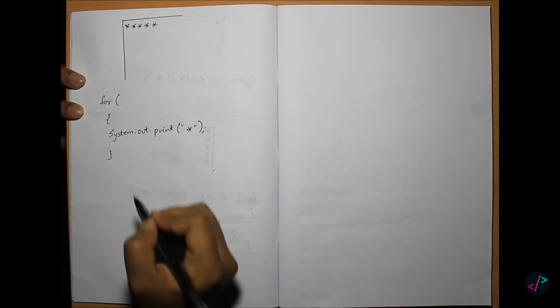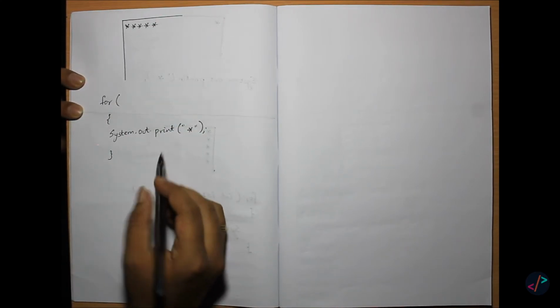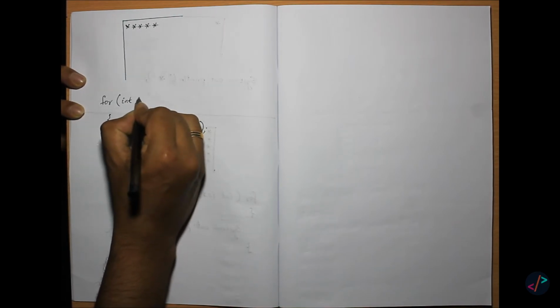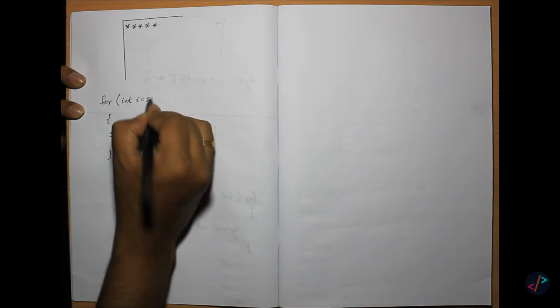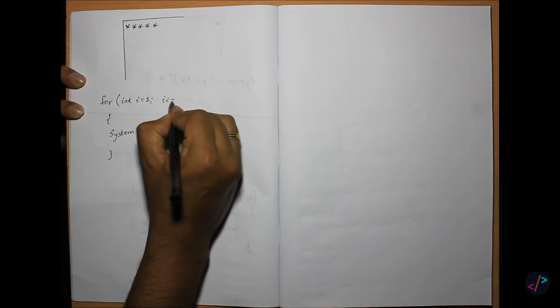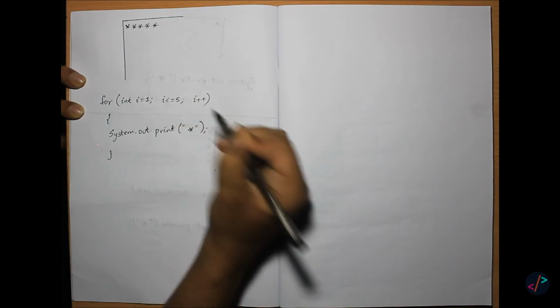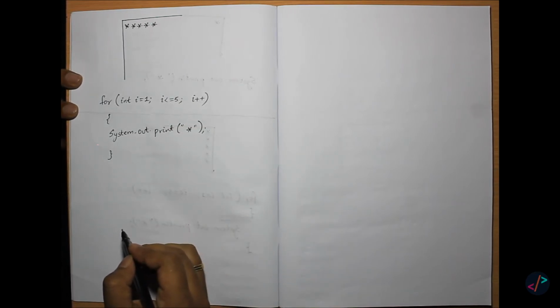This for loop should run how many times? It should now run 5 times. So I'll begin from 1. I will write int i = 1, go till 5, and every step you increment by 1. This is what I will now tell.